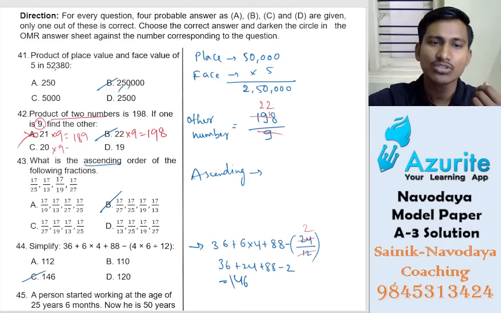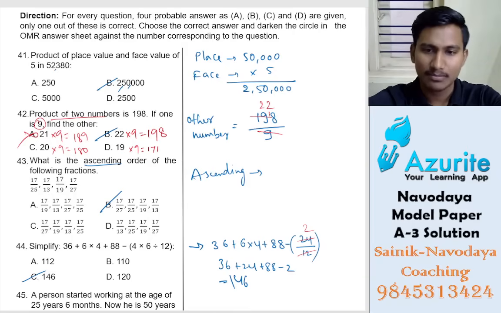So 9 twos are 18, and 9 nines are 81, so that is 171. So this is the answer, option B, right? You can go with both the ways.